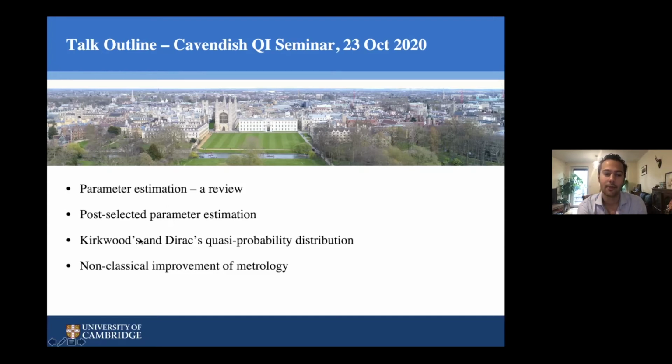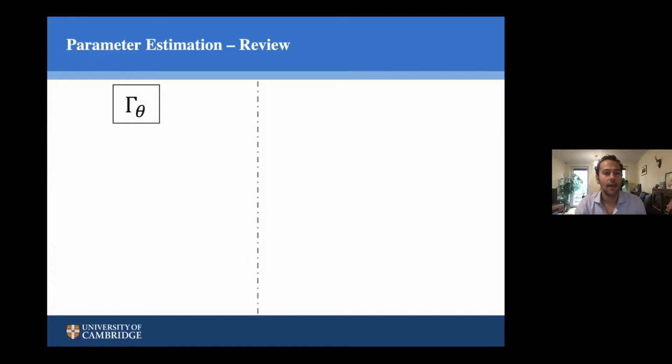And then I'm going to use this mathematical tool to prove that you can get a non-classical improvement of metrology when you post-select parameter estimations that are made with quantum systems. So this is just a brief outline. Metrology is the study of how to measure or estimate things. So it really encompasses a lot of what we know as physics. So let's start with this review of parameter estimation.